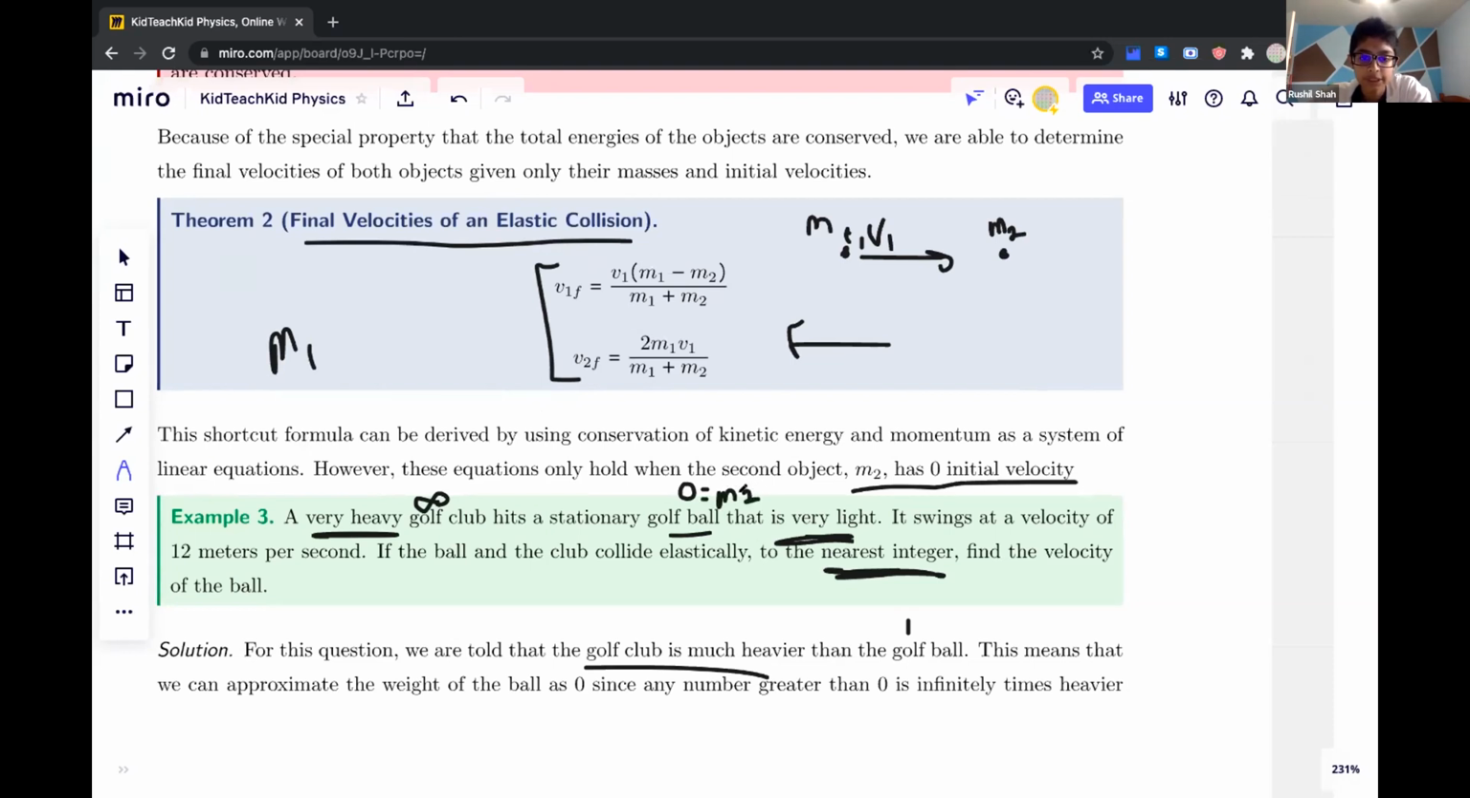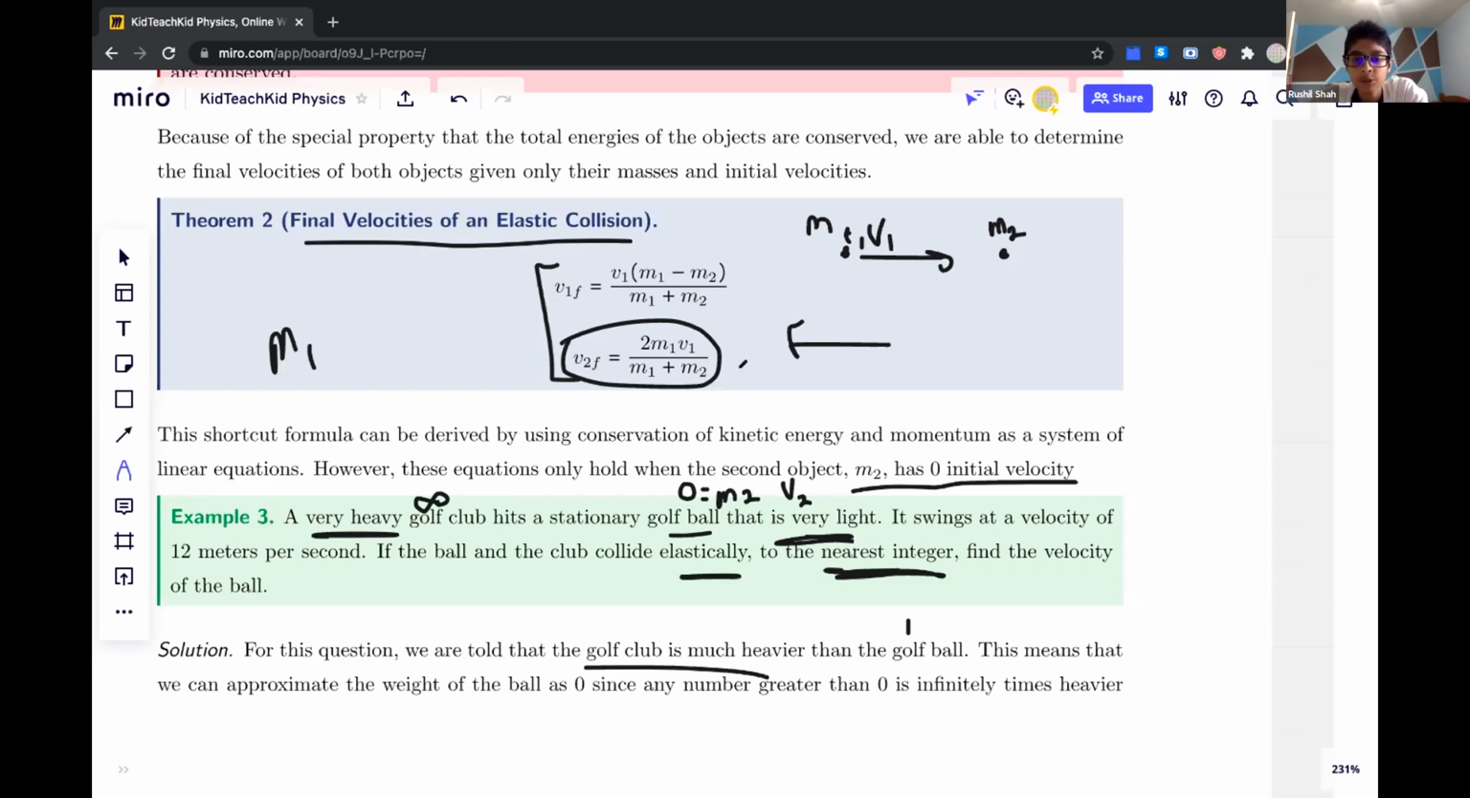And we know that they collide elastically, so we can use the equation. We want to find the velocity of the ball. So we want to find v2, the velocity of the ball. And so we should use this equation right here. V2 is equal to 2m1 v1 over m1 plus m2.